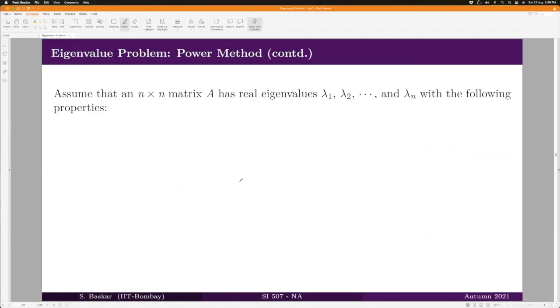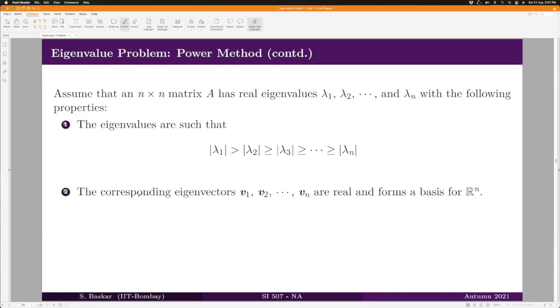First, assume that the n cross n matrix A has real eigenvalues lambda 1, lambda 2 up to lambda n. The first property that we need is that the dominant eigenvalue should be unique. That is what we have mentioned here by writing this strict inequality. And the second property that we need to build the power method is that the corresponding eigenvectors, denoted by v1, v2 up to vn, are real and form a basis for Rn.